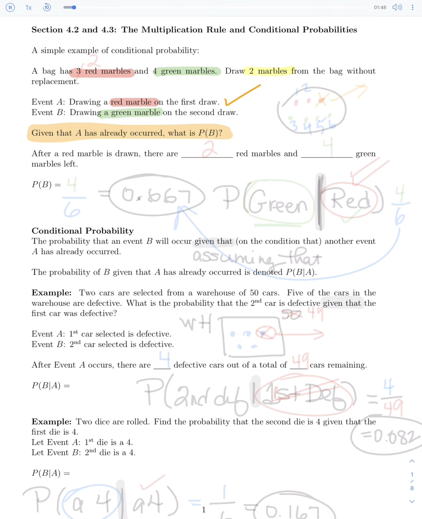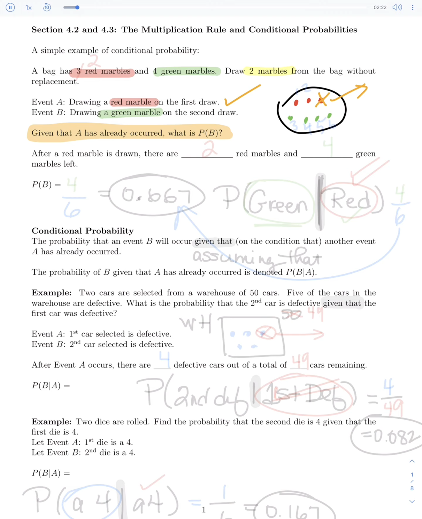So the idea was we started out, here's our bag. It had 3 red marbles and 4 green marbles. And then they're telling me, assume that you already did event A, that you drew a red marble. So it's gone. It's out of the bag. Now the question is, with what's left, now that the conditions have changed, what's your probability of now drawing a green one?